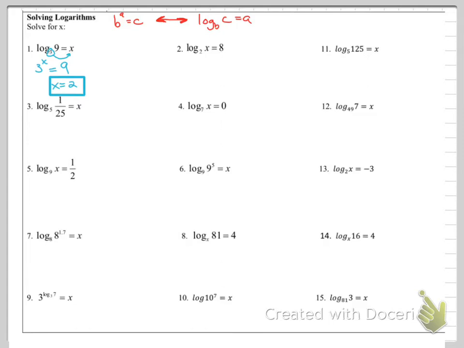If you don't know what to do in log form, change it to exponent form. Circle the base, raise to that number. 2 to the 8th equals x. Look, we got x by itself.